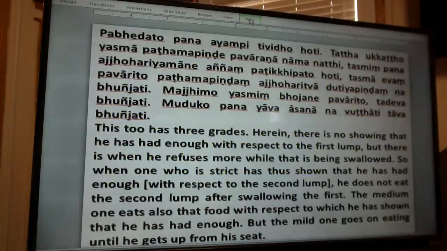And we go to the grades. That kind of practice also has three different kinds of grade of person. Tattha ukkattho, the strict one. Yassa pathama pinda. You know, pathama is first, isn't it? Pinda is a lump, a lump of the food. So pathama pinda means first lump.